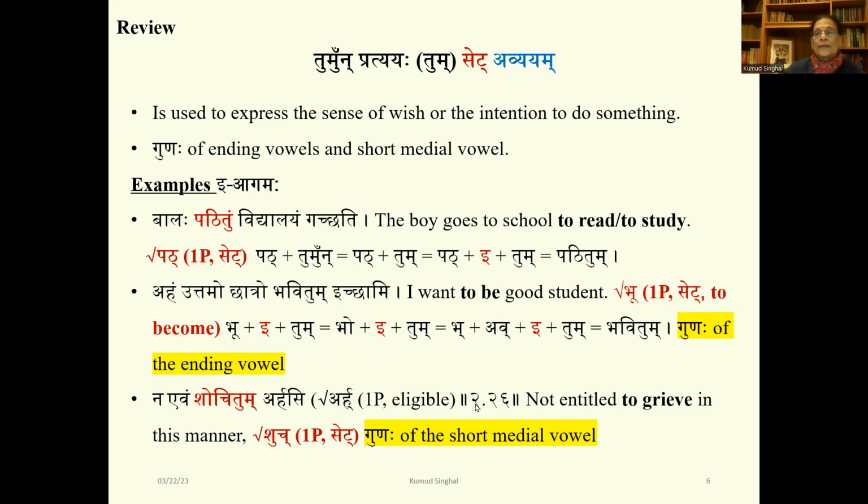This is an example from the Bhagavad Gita, chapter 2, verse 26. Na evam shochitum arhasi. So arhasi is from the root arh. It is 1p, meaning eligible. So the tumun form is shochitum. So the dhatu is shuch, and it is a 1p set. So there are two things happening here. First, the guna, so it becomes shoch, and then this is set, and the tumun is also set, so e is inserted, so that's why you have shochitum. So this is a tumun form. Here the guna of u happens. This is the short medial vowel. If it was long, then no guna would happen.